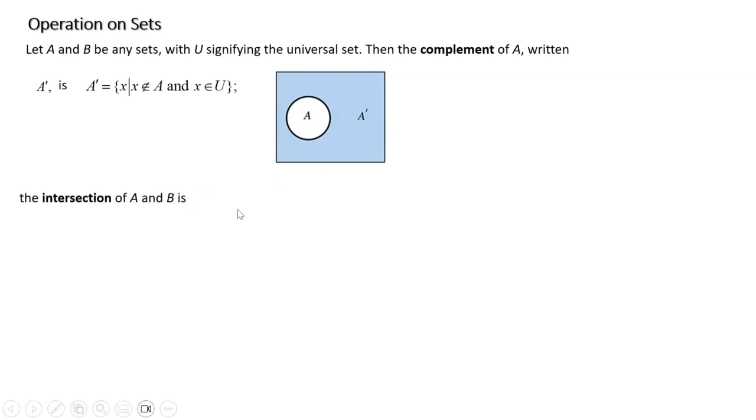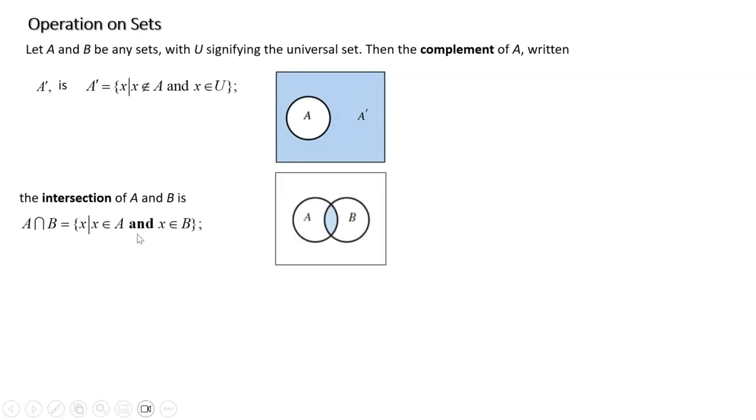Now we're going to do the intersection of A and B. This is how you say it. The intersection of A and B is equal to the set of elements X such that X is an element of A and X is an element of B. The word and means that they both are in there. And this is how you shade it, right in the middle. That's the answer for A intersect B, right here.